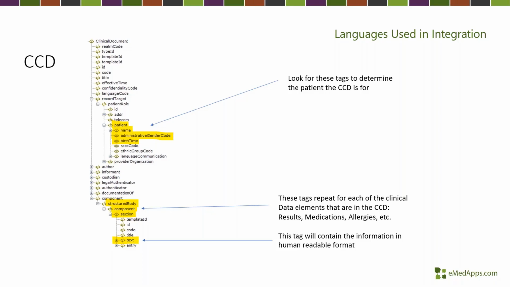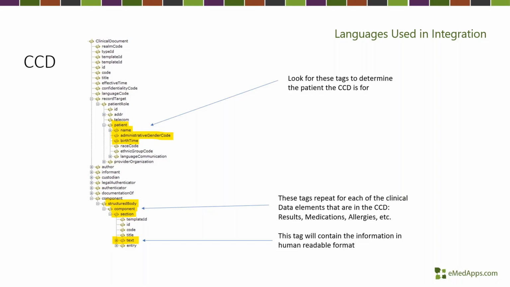Similarly, you'll see these component elements towards the end of the message, and this is all the clinical data that's part of that CCD. So you have repeated component elements for each clinical data type. For things like immunizations, results, medications, allergies, and so on and so forth, each one is going to be its own component, and you're going to be able to look into that and see the details there.